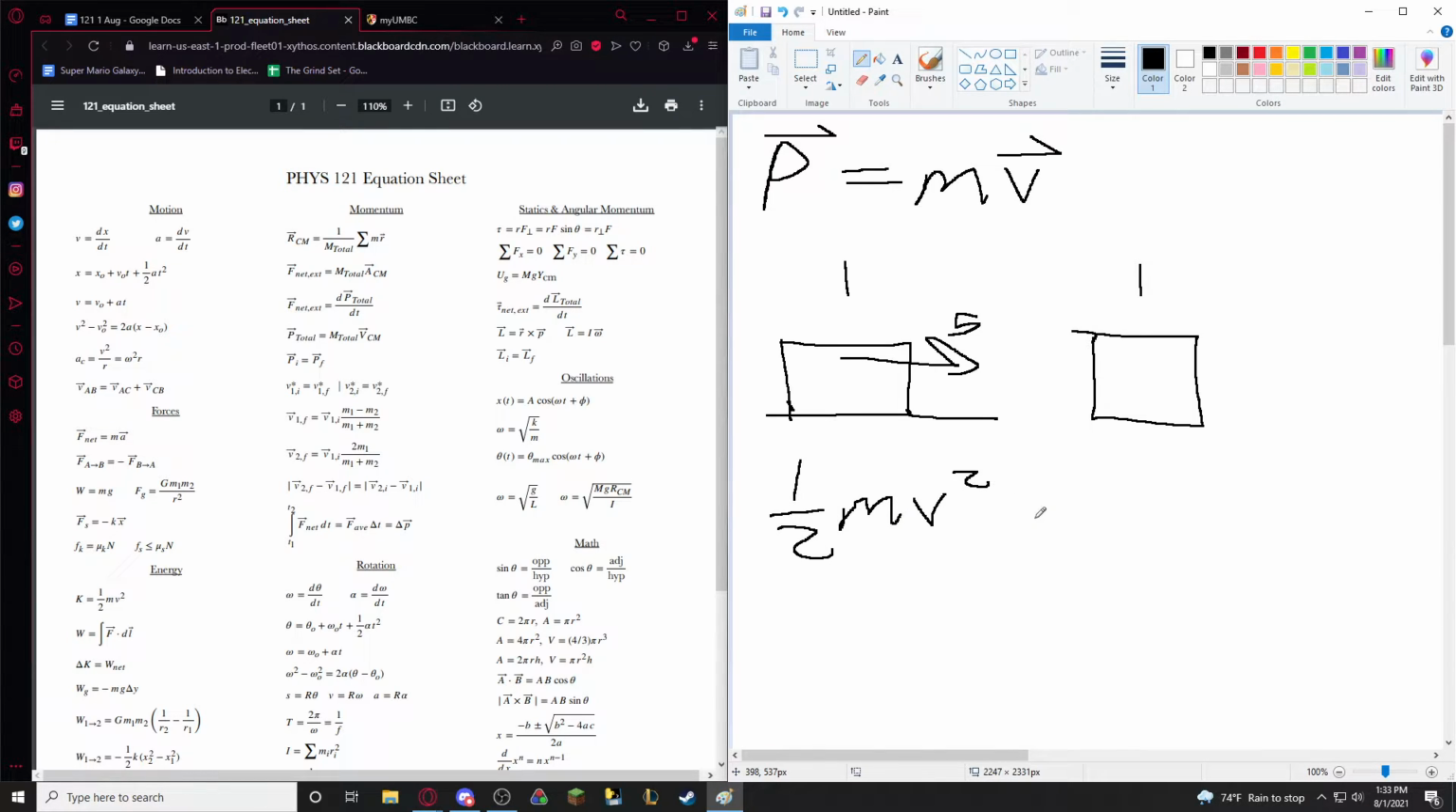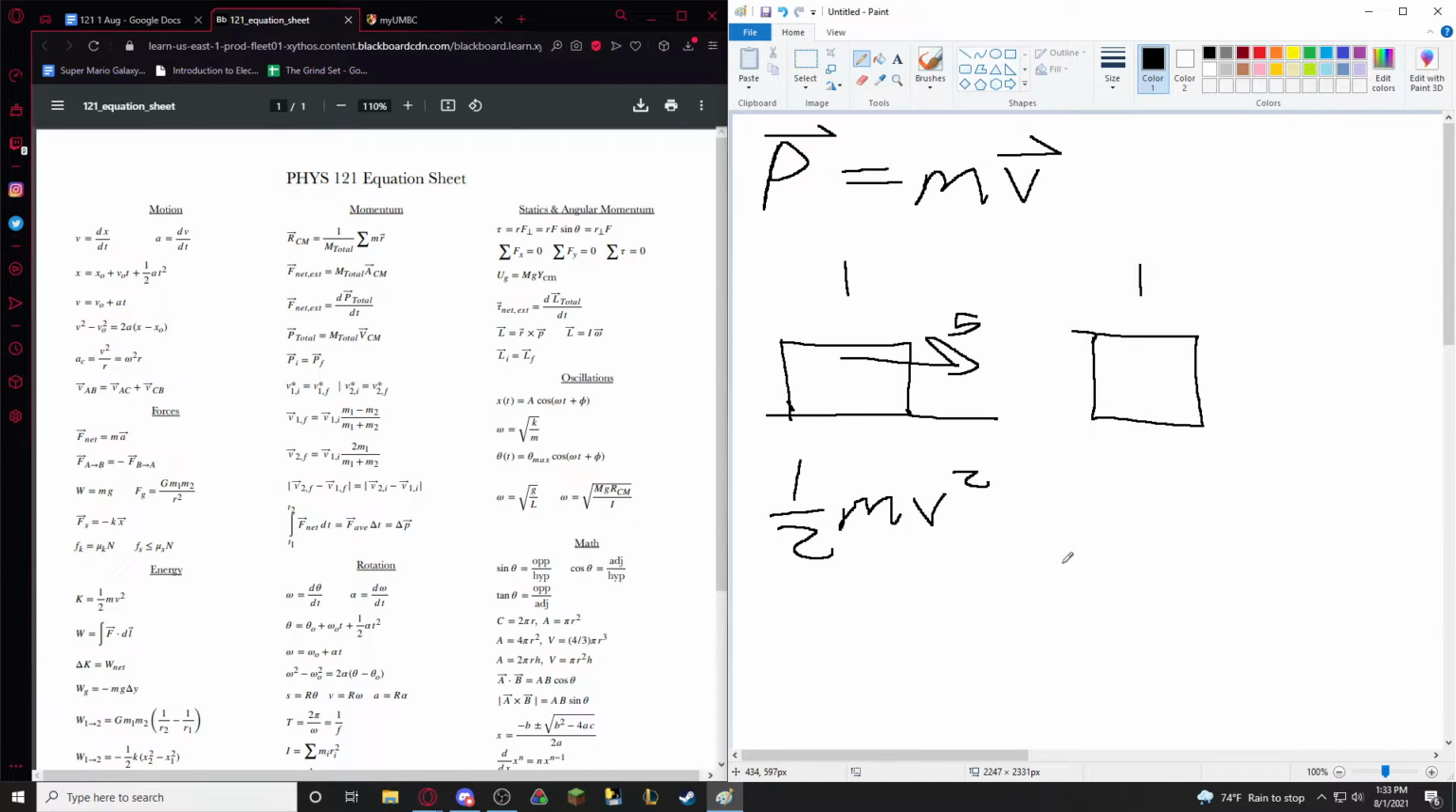So what's the initial kinetic energy of this system? Velocity is 5. It would be 2.5 joules. Because there's no velocity on the second object. But it's velocity squared. Oh, it's velocity squared. Good point. Should be 12.5. Yep, 12.5, 25 over 2. So that's the initial.